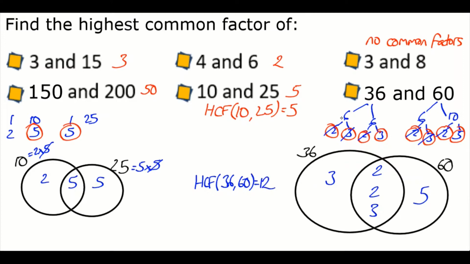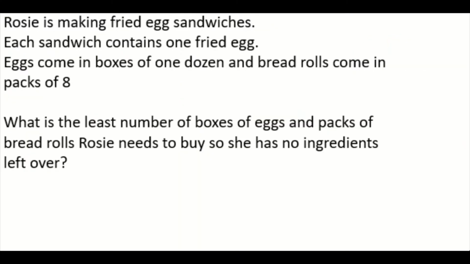Now if you were to do that with a list of factors, when you're doing 36 you would have 1 times 36, 2 times 18, 3 times 12, 4 times 9, 5 doesn't go, 6, so you're getting quite a long list. So it may well be that it's quicker to do the Venn diagram method. Can you see how this relates to what we've just been doing? Pause the video and have a go.